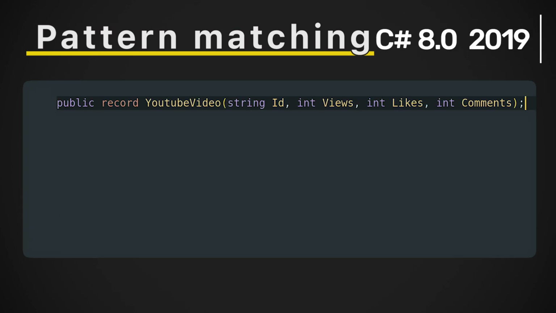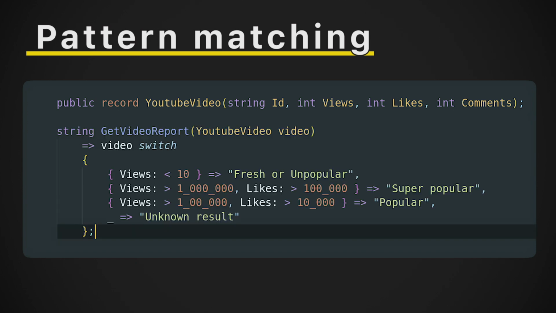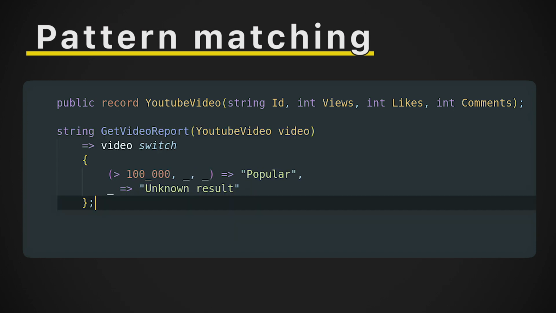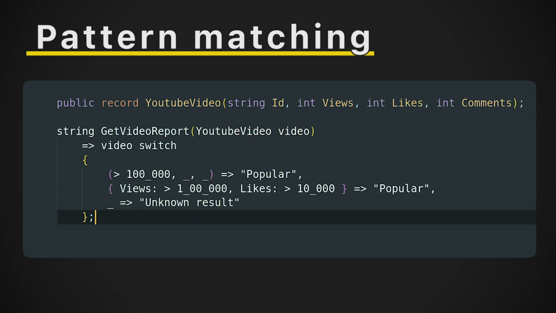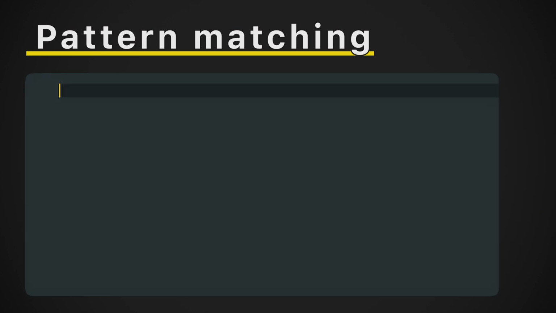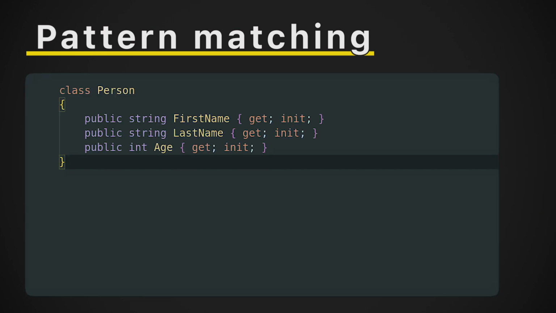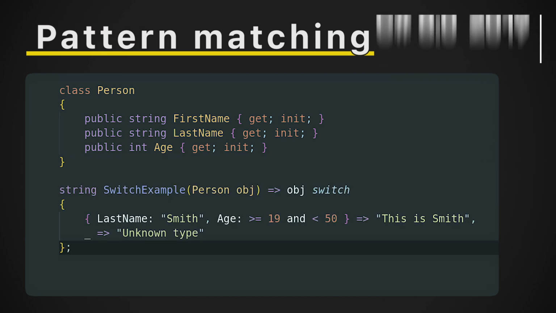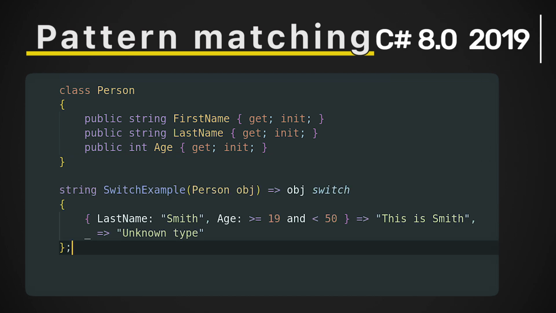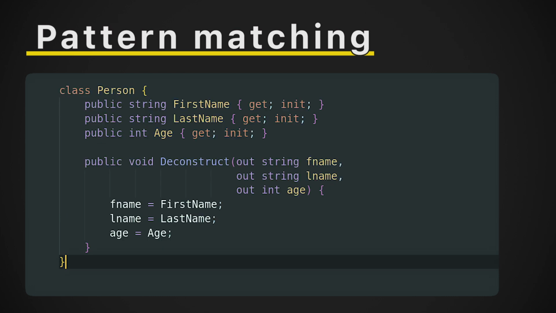Records with C#8 allow the use of property matching, so we can use the property names to match some statements. And we can use positional matching with records as well, and of course mix both solutions. Property matching also works with usual classes and their properties. And if you want positional matching for a class, we need to implement the deconstruct method.